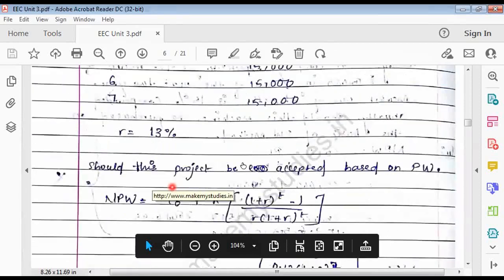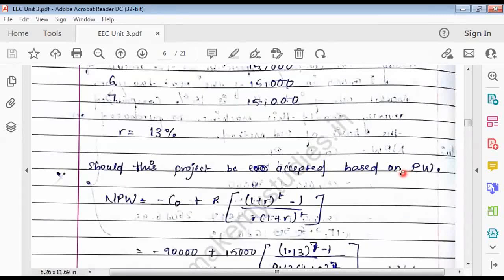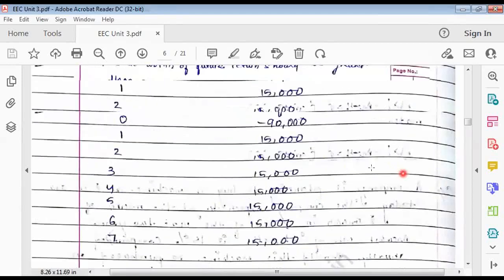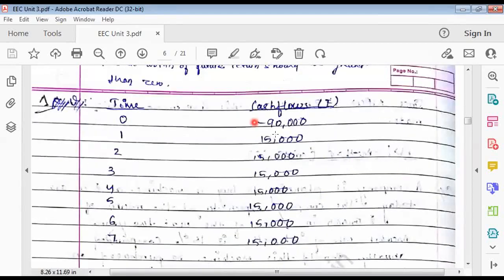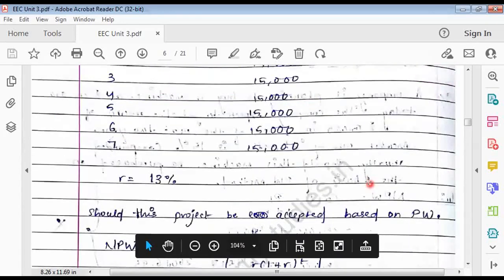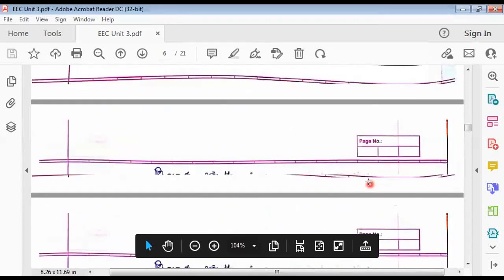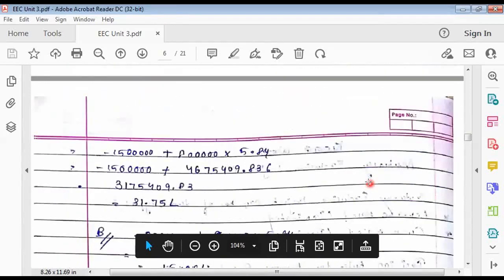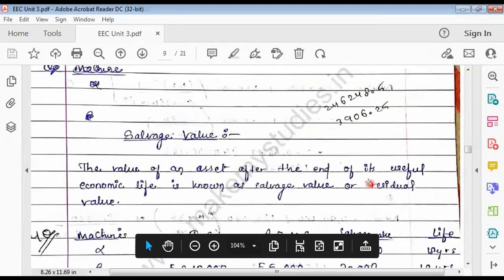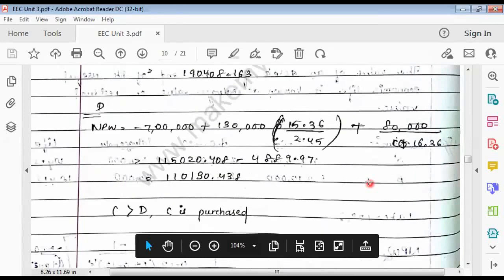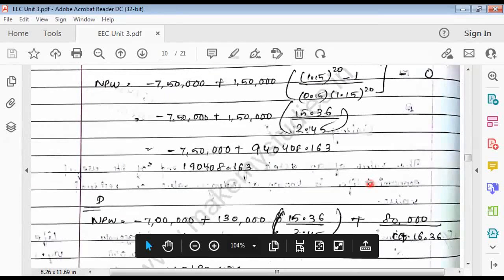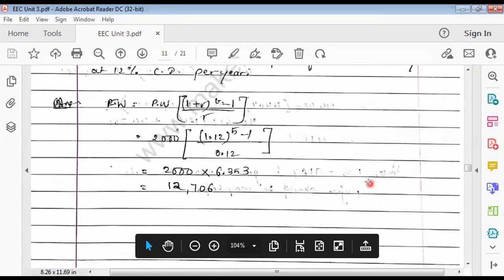And the question will be, should this project be accepted based on, here it says PW, but we are considering FW, because we are going to solve the same question using the future worth method. So remember the data: 90,000 is the initial investment, 15,000 is the return for 7 consecutive years, the rate of interest is 13%, and the method to be used is the future worth method. Let me show you the solution. And if you want to ask any question, you can ask.